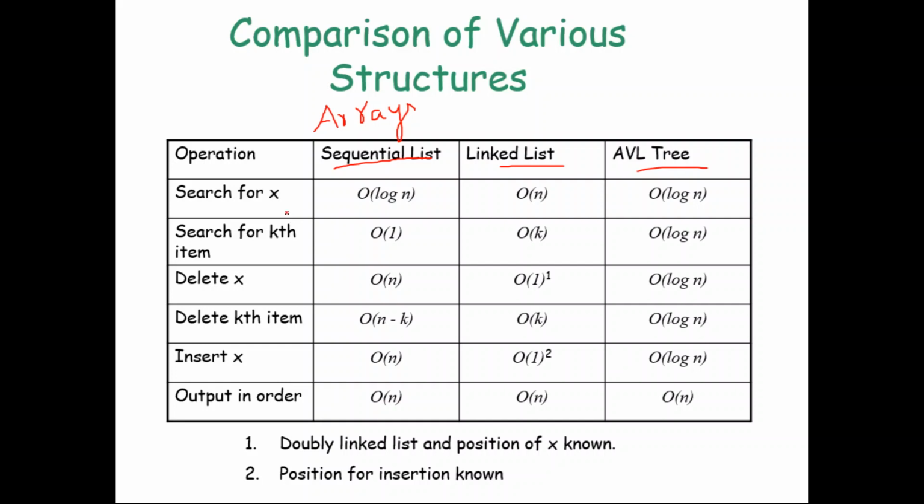Searching for an item X in a sequential list: here the sequential list is an array, and we also assume that the array contains elements in ascending order. If there are 10 elements, it is something like 1, 2, 3, 4, 5, 6, 7, 8, 9, 10, always in ascending order, never in any other order. In that case, if you want to search for an item X from the sequential list, given that the list is in ascending order, it will take order of log n time.